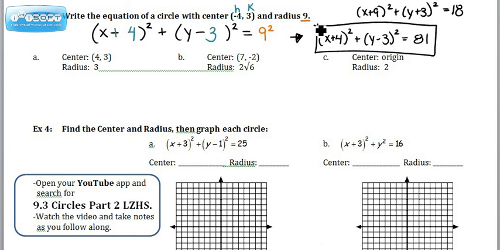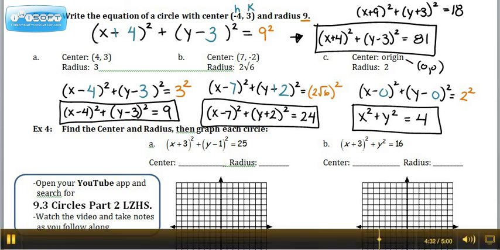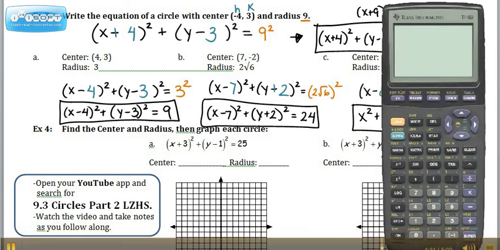Please now complete the examples for A, B, and C. Please check your answer. Notice on B, in order to get the radius squared, you have to square not only the 2, but also the root 6.